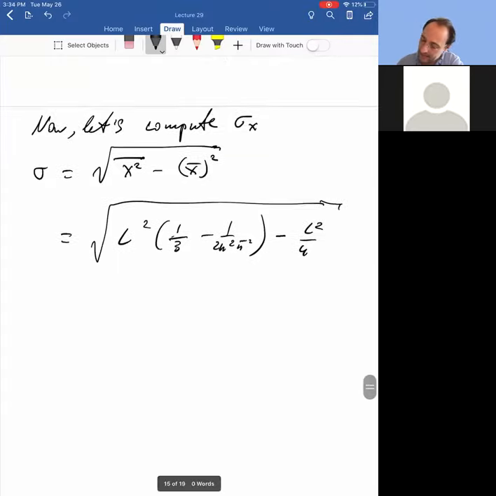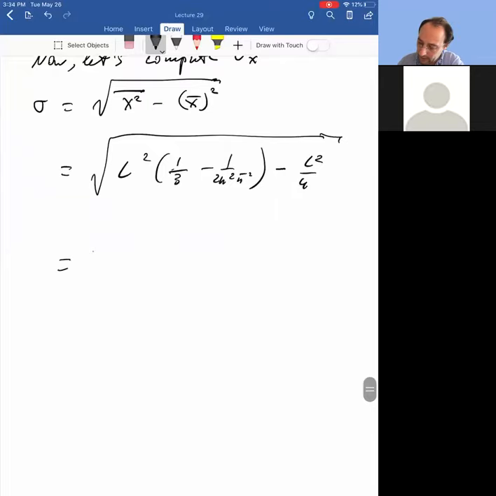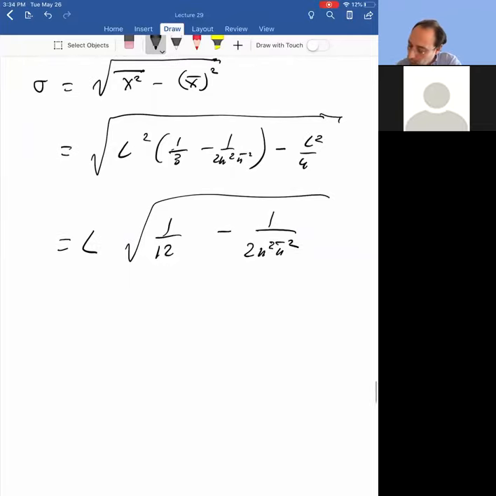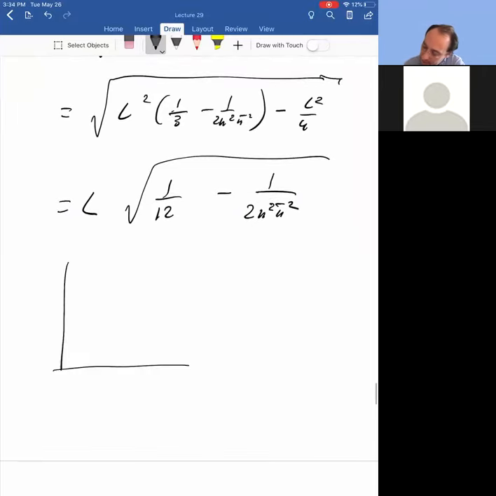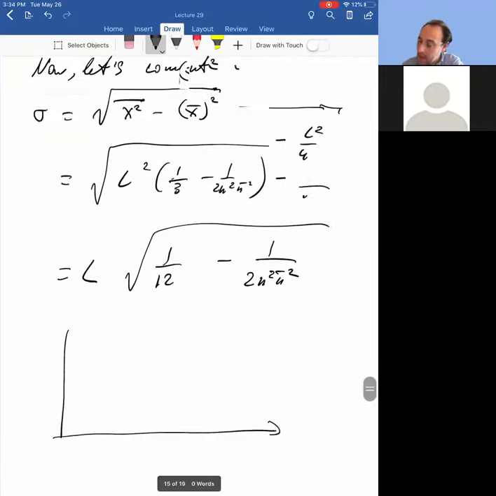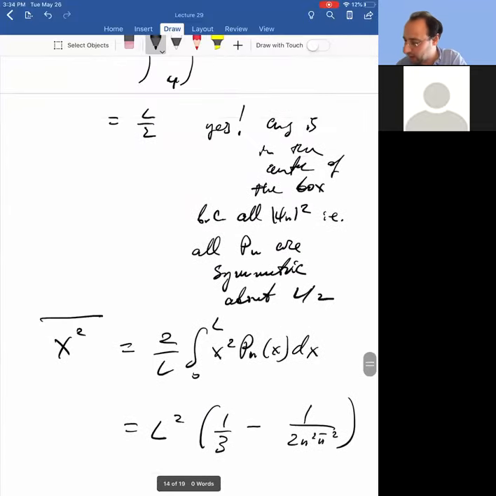Ugly. We can clean it up. We can take the L outside. And inside we get 1 over 12 minus 1 over 2 n squared pi squared. Well, now I want to plot this. What do you expect? What do you think the result will be?